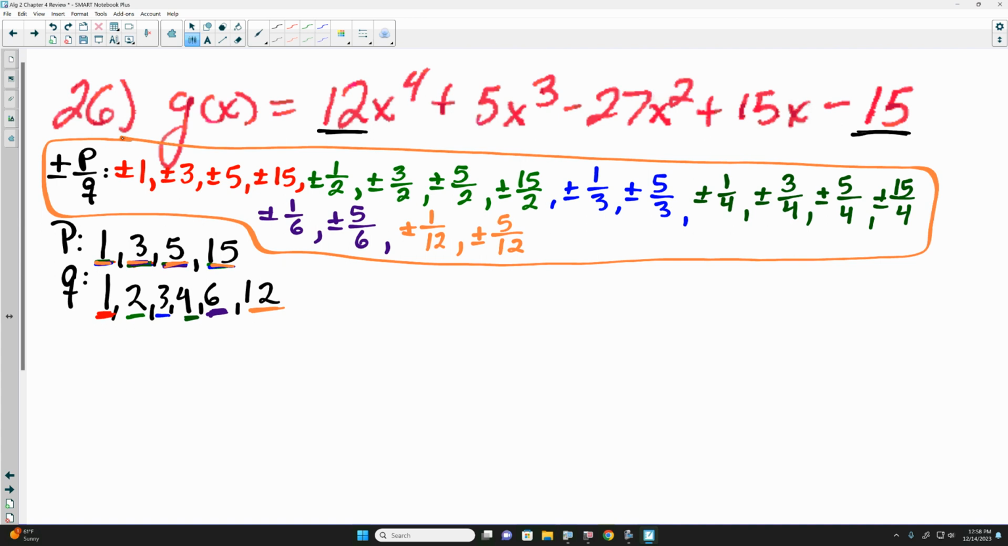And you do need to include the plus or minus. I do assign points for both the positive and negative case. So if you don't put the plus and minus, that is half the answers.